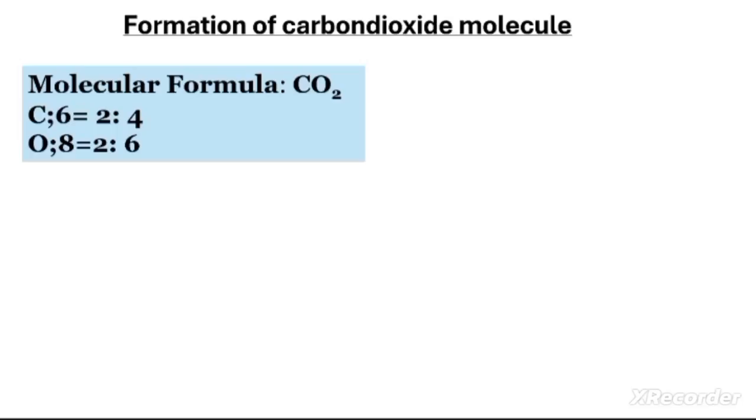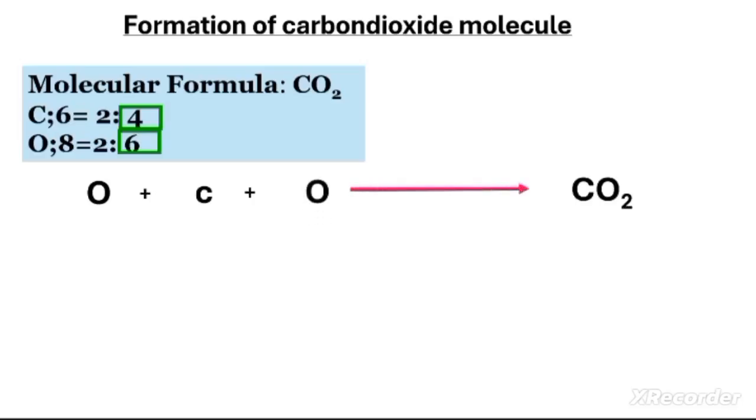The next thing that we are going to do is to come up with the equation. So we are going to say oxygen plus carbon plus oxygen is equal to carbon dioxide, CO2. Now let us come up with the equation showing electronic structures.